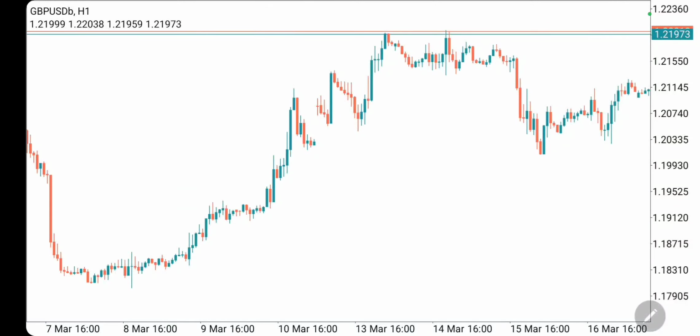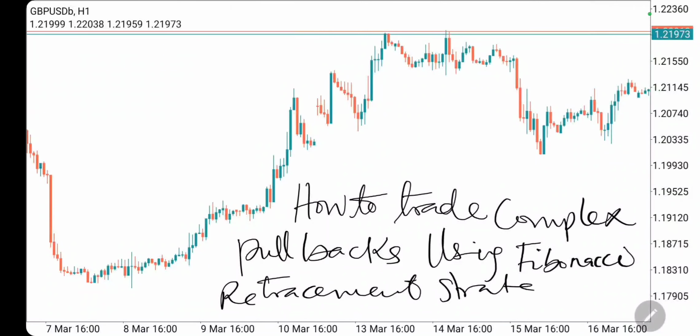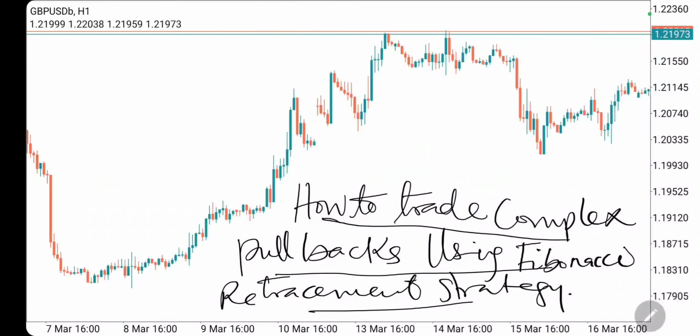Today I want to talk to you about how to trade complex pullbacks using the Fibonacci retracement principle, or strategy. So, how to trade complex pullbacks using the Fibonacci retracement principle.